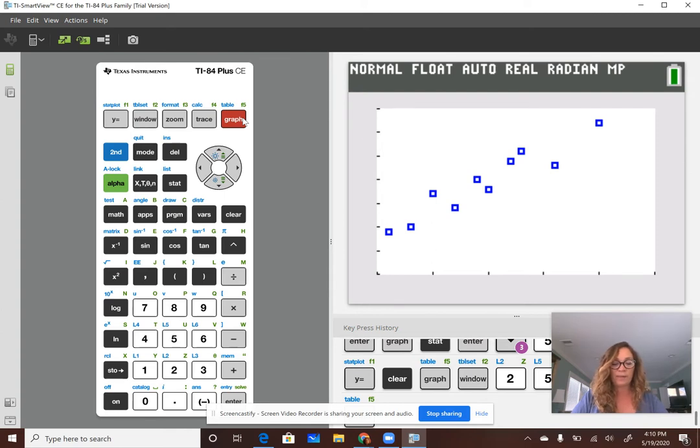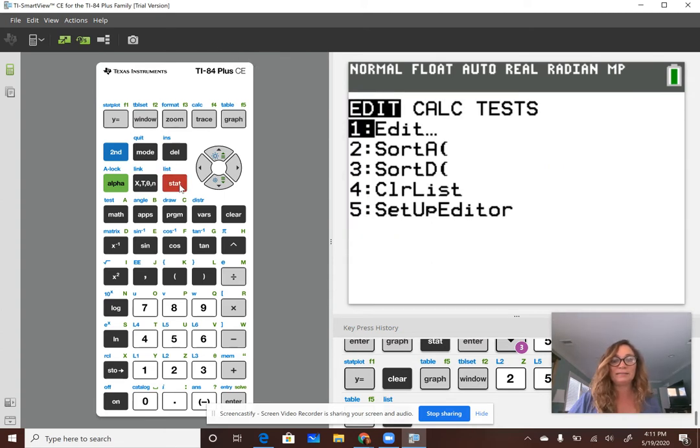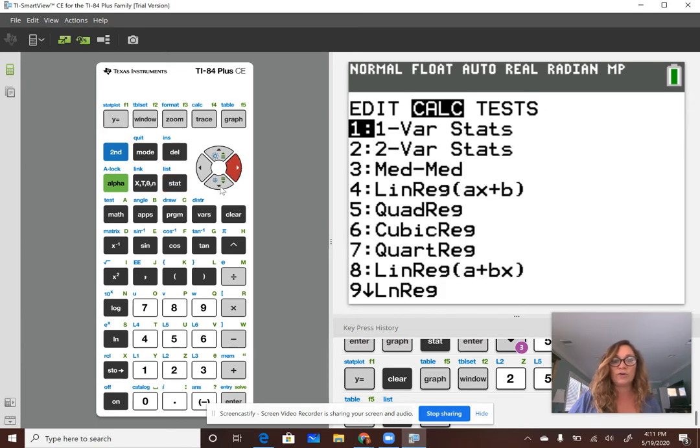Compare this scatter plot to the one you created in the last lesson, and you can do that on your own. Okay. Use your calculator to find the equation of the line of best fit. So I'm going to do that. And to do that, you would hit stat, over once to calc, and you're going to linear regression, which is choice 4.